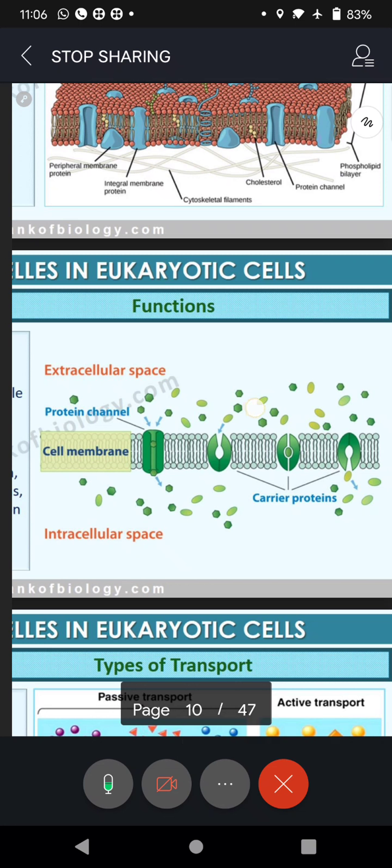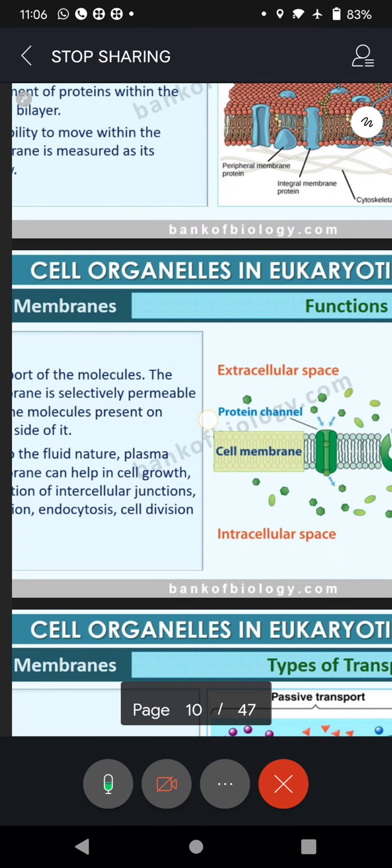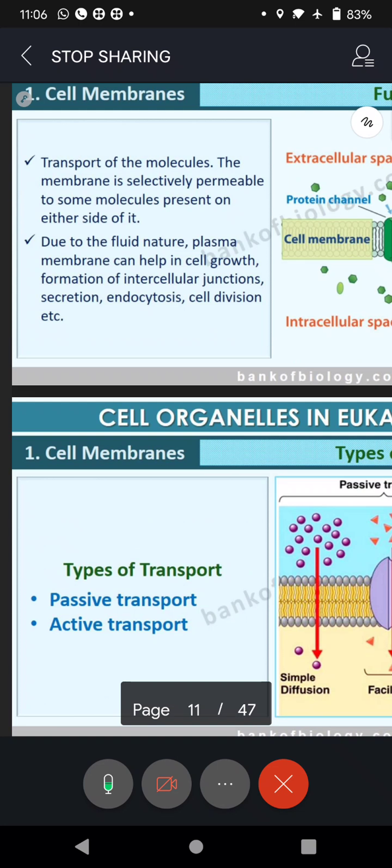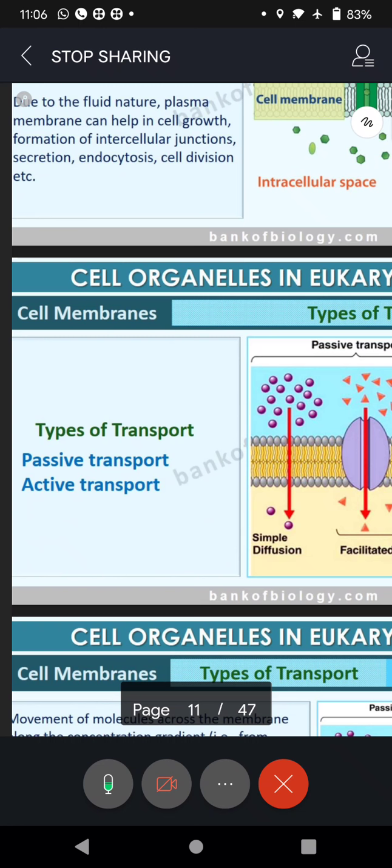So this is the first cell organelle that we have studied under cell organelles, and we continue with the types. We said the cell membrane or plasma membrane helps in transport of materials. Transport means movement of materials from one area to another area. Let us say from Bijapur, some materials are to be transported to Hubli. So what do we do?